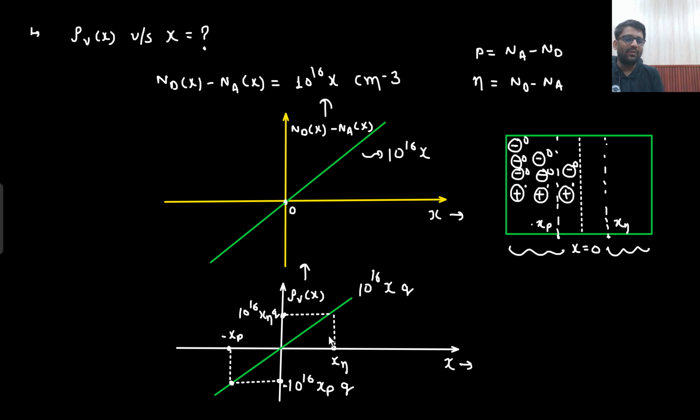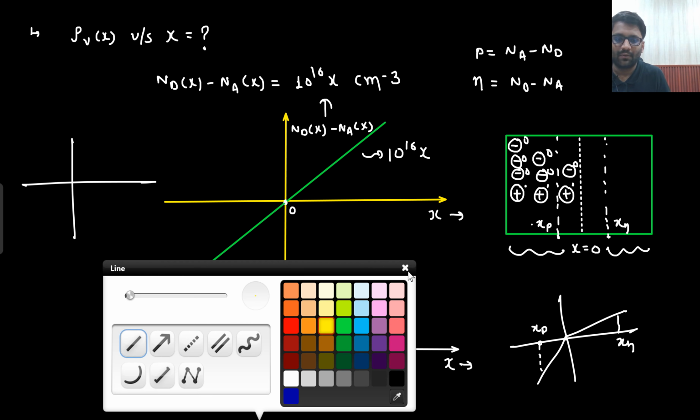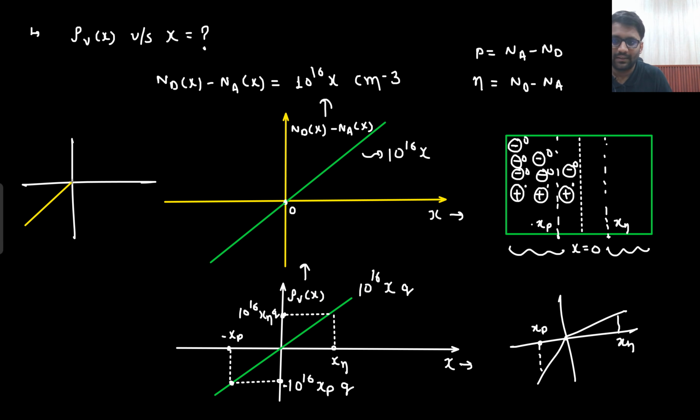Very simple, no? Just by looking at the graph you can say. But what if the graph was like this, having a slope of this much here and a slope of this much there, and this point is my xp, and let's say this point is my xn. What do you think will be more, xn or xp? As of now the line was linear with the same slope, but what if the slope was something like this?